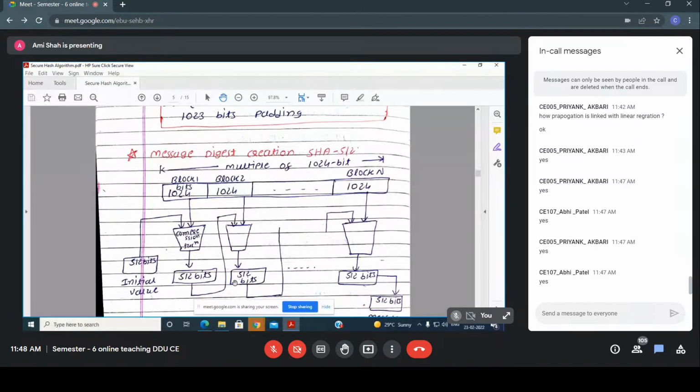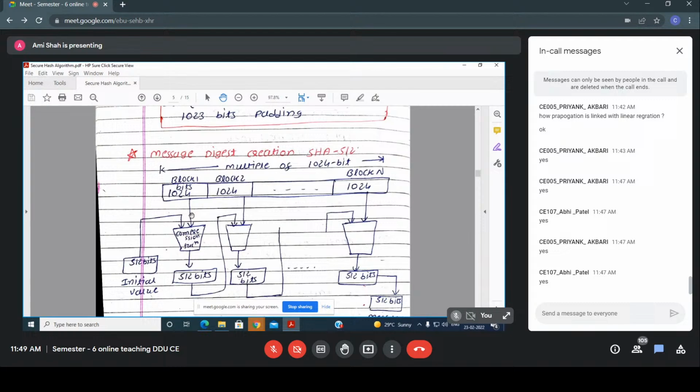Again this intermediate digest is mixed with the second block of the message, and then you get the second intermediate digest, and finally the (n minus one)th digest is mixed with the nth block to create the nth digest, right? So in this way the message digest creation is done. All of you know up to this.